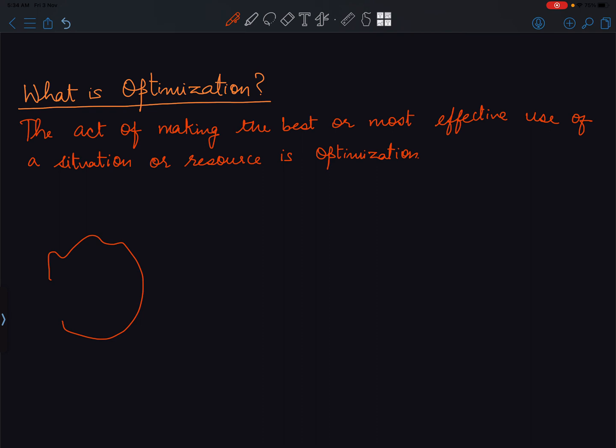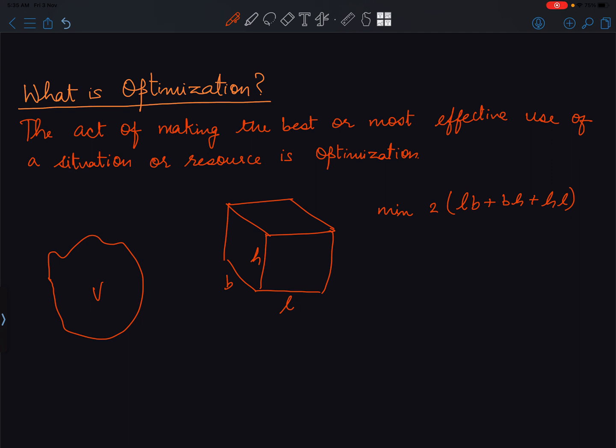Suppose I have some volume of water or some fluid V, and I want to put this water in a cuboidal container with the minimum amount of surface area, because we want to save the material cost. Suppose the box looks like this, and let L, H and B be the dimensions of this cuboidal box. If I want to minimize the surface area, I'll write it like this: twice of L into B plus B into H plus H into L, which is the formula of surface area, subject to the condition that L into B into H equals V, which is the volume of water.